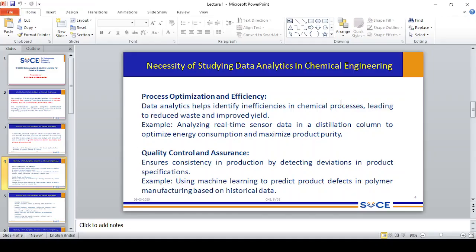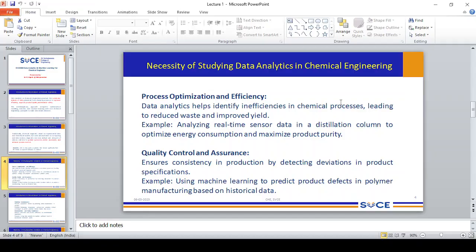Process optimization and efficiency, the first point, very important. For all chemical processes, from soap manufacturing to producing bulk chemicals, even in petroleum refining industries, they will try to optimize the process. The energy consumption is supposed to be low, at the same time the production of product is supposed to be high. Data analytics helps identify inefficiencies in chemical processes, leading to reduced waste and improved yield.